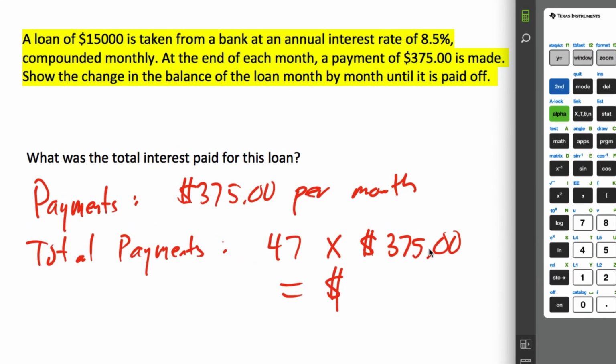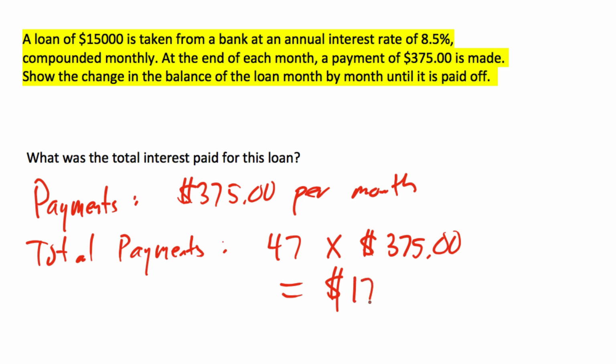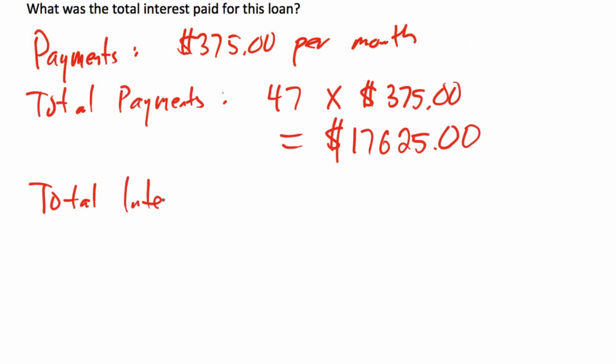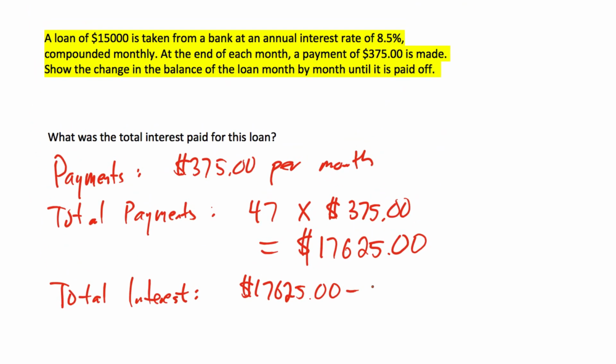means that we've paid $17,625 for this loan, which means that your total interest, the cost of borrowing the loan, is that value, $17,625, subtract our original $15,000. We had to pay an extra $2,625 to have this loan over the course of 4 years.